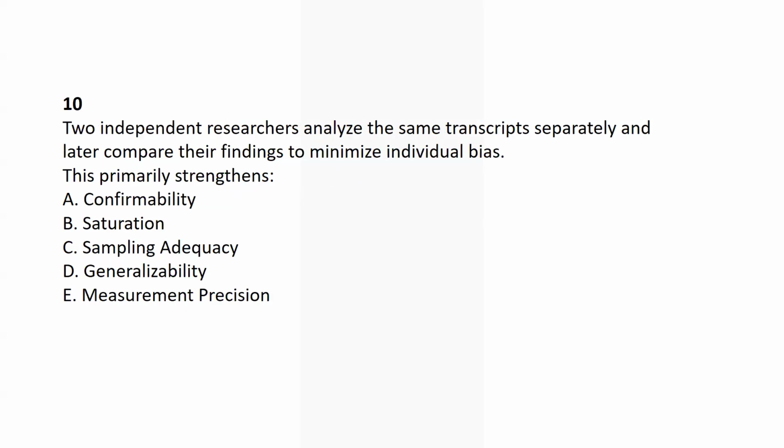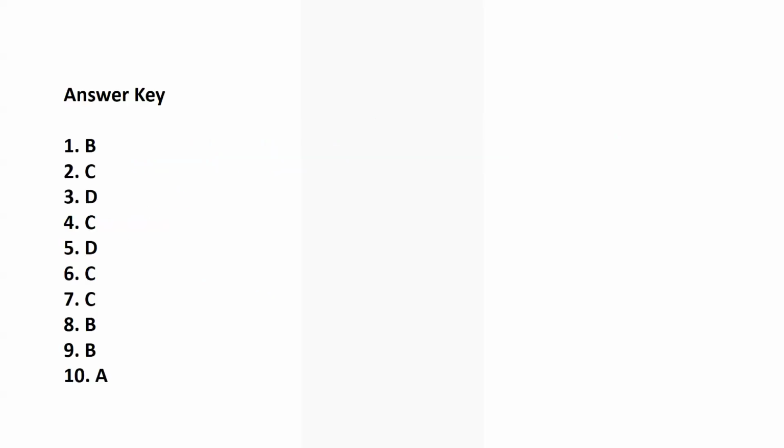Question number 10. Two independent researchers analyze the same transcript separately and later compare their findings to minimize individual bias. This primarily strengthens option A, confirmability, B, saturation, C, sampling adequacy, D, generalizability, and E, measurement precision. A is the right answer, confirmability. This is the answer key.